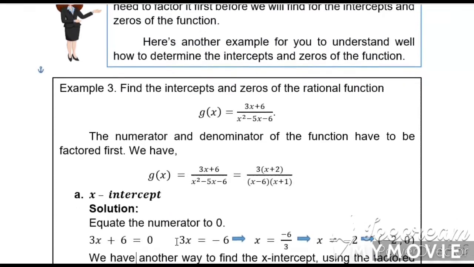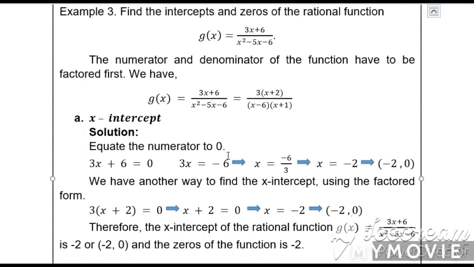So to solve for the x-intercept, we evaluate the numerator to 0. So this will become 3x plus 6 equals 0. So 3x equals, transpose, it becomes negative 6. Then divide both sides by 3. The 3s cancel, and it becomes x equals negative 6 over 3, that is equal to negative 2. Therefore, x equals negative 2, or negative 2, 0, because we let y equals 0.